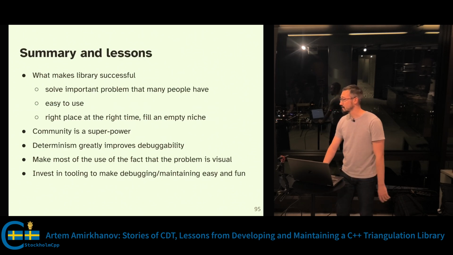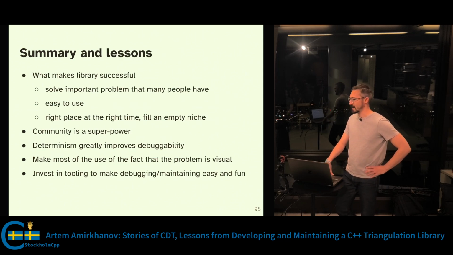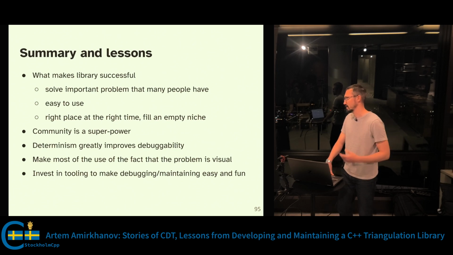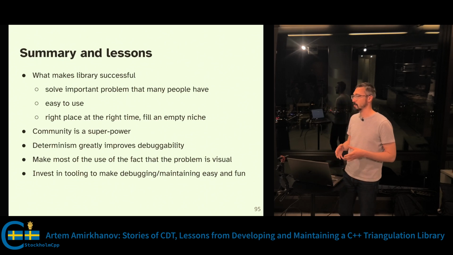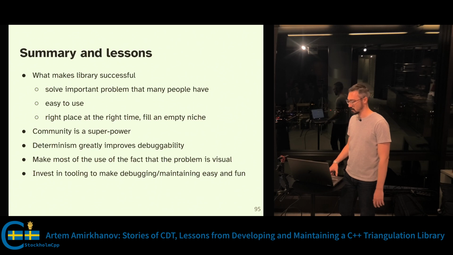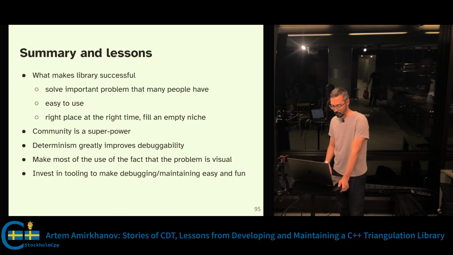Right, so what are the lessons I have for the library to become successful-ish? It needs to solve an important problem that many people have, should be easy to use, and of course, being first doesn't hurt, or filling the right niche, like permissively licensed, doesn't hurt. The reason the CDT appeared, there was no alternative, so we had to open source it. Having a community is a superpower because it helps a lot in making the library better. Determinism is great for debuggability.